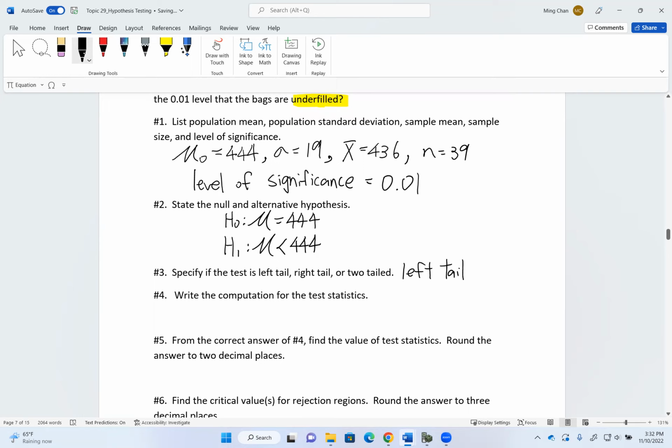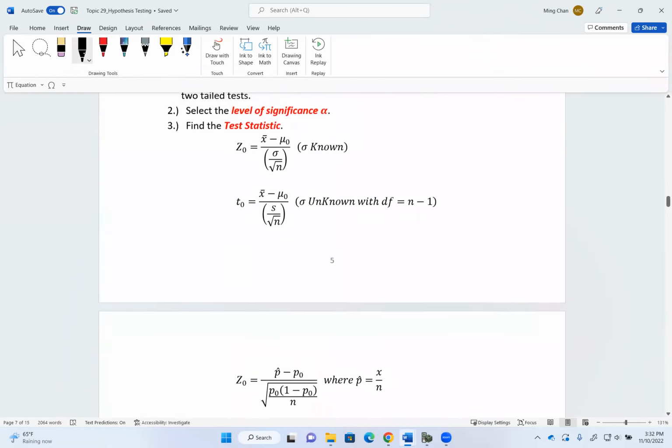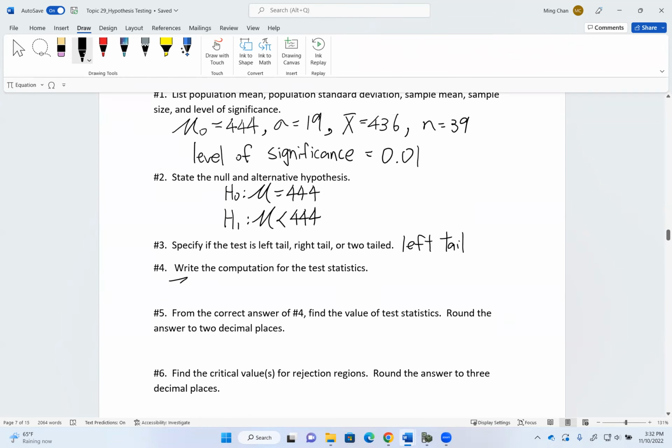Write down the computation for the test statistic. I would just basically copy this down right here. This is your test statistic, where we know sigma. Z sub null is equal to X bar minus mu sub null, the population mean under the null hypothesis, divided by sigma over square root of n. So that's 436 minus 444 divided by 19 over square root of 39.